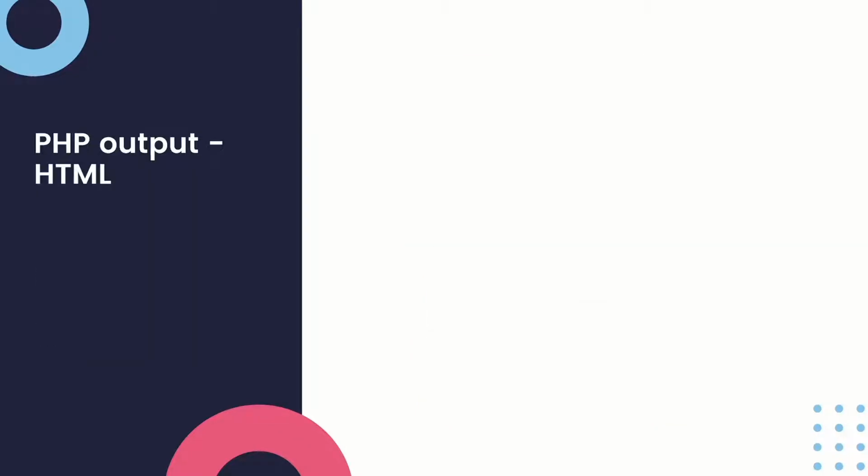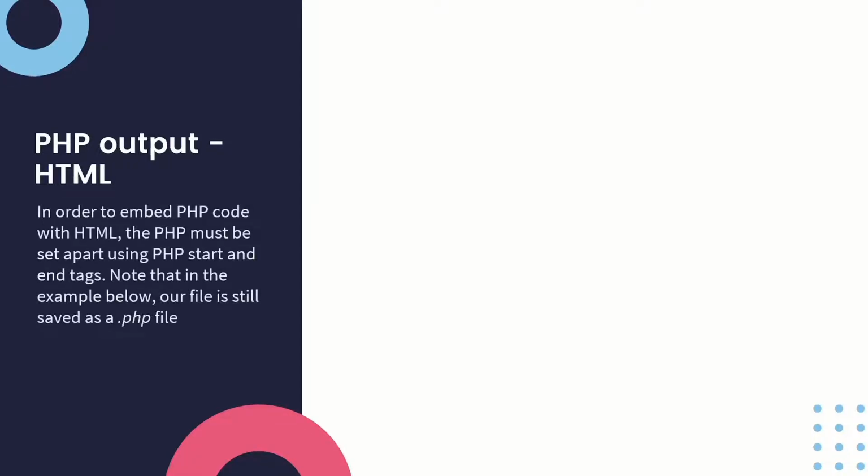Now, you might be wondering, how exactly do you go about mixing your PHP with your HTML code? What should be the final result? Well, PHP code is normally mixed with HTML tags. PHP is an embedded language, meaning that you can jump between raw HTML code and PHP without sacrificing any sort of readability. In order to embed PHP code with HTML, the PHP must be set apart using the PHP start and end tags, or opening and closing tags.